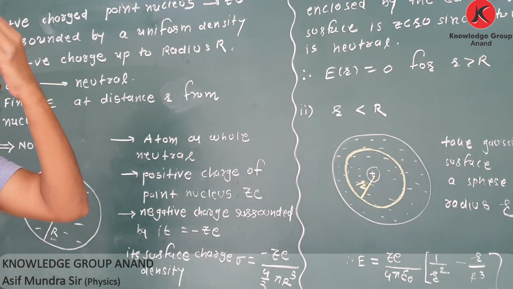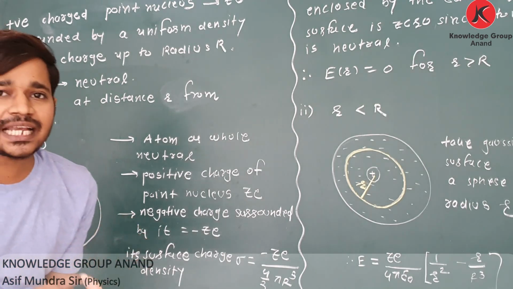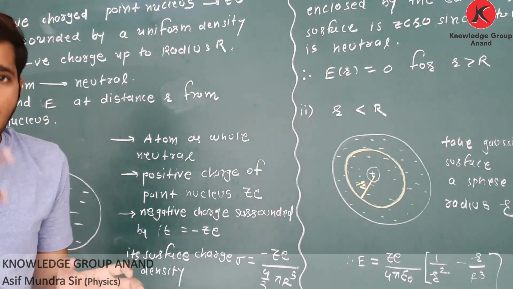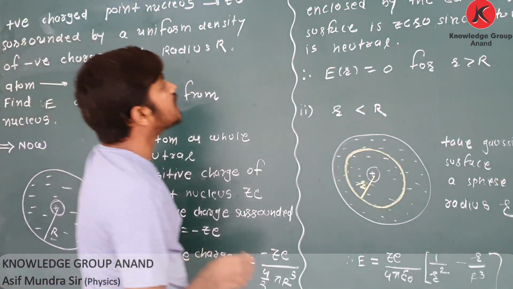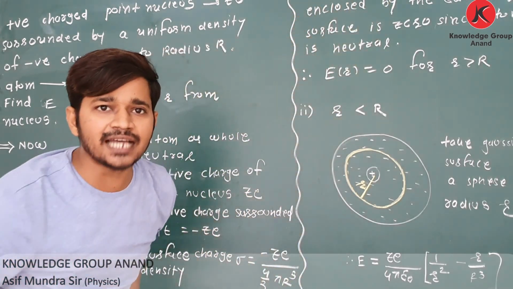Now we will find the electric field at 3 points: outside, inside and on the surface. First of all we will find outside, that is r greater than R.